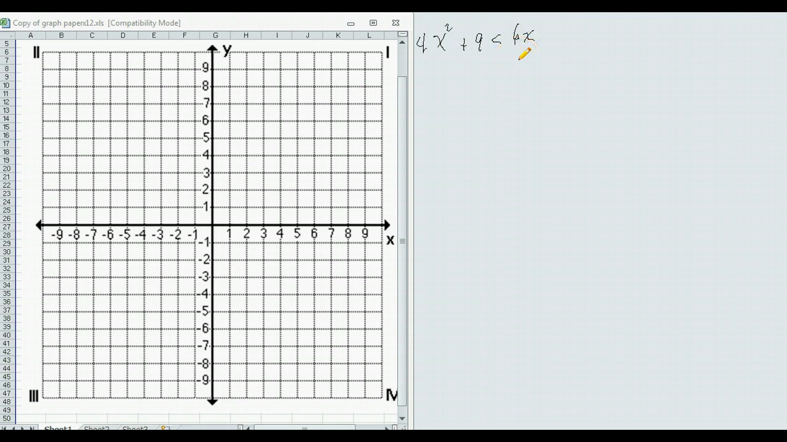Okay, what's the first step it says we have to do? Put 0 on a side, right? It doesn't say which side, but just make a decision. I always like to put 0 on the right side. So I'm going to write this as 4x squared minus 6x plus 9.